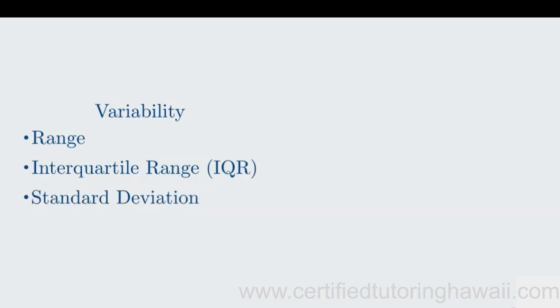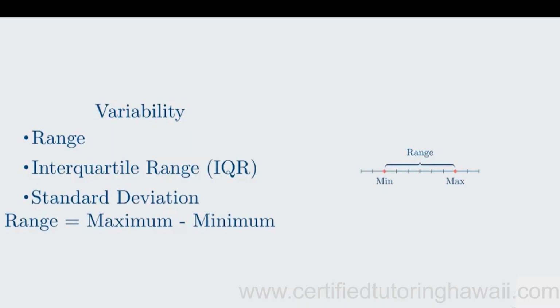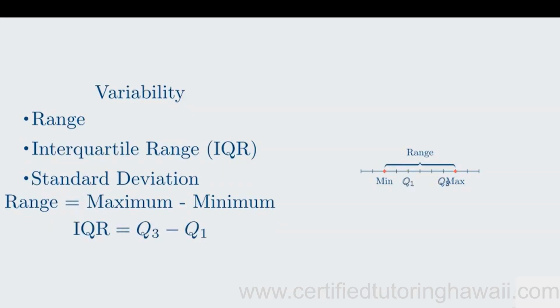Knowing the center isn't enough. We also need to know how spread out the data is. This is called variability. We will focus on 3 main measures: range, interquartile range, and standard deviation. The range is the simplest measure. It is just the distance between the largest and smallest values. The interquartile range, or IQR, measures the spread of the middle 50% of the data. We calculate it by subtracting Q1 from Q3.